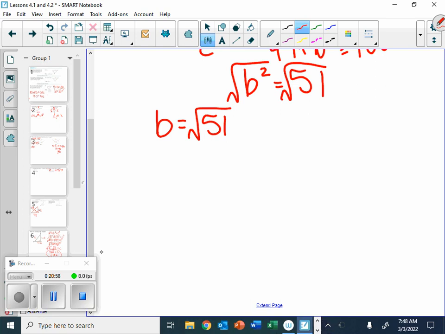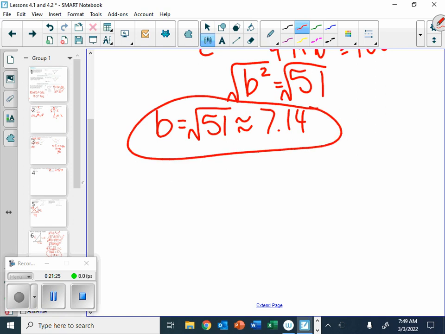But go ahead and find a decimal for me just for practice and round it once again to 2 decimal places. So type in square root of 51 and then hit those 2 arrows right above enter. So B is approximately 7.14. Good. 7.14. Perfect.